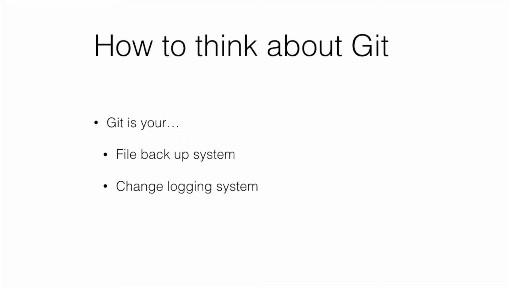Okay, so how to think about Git. Git is your file backup system. Git is your change logging system. And Git is your file code sharing system. So if you remember anything about what Git is good for, these are 3 main points.